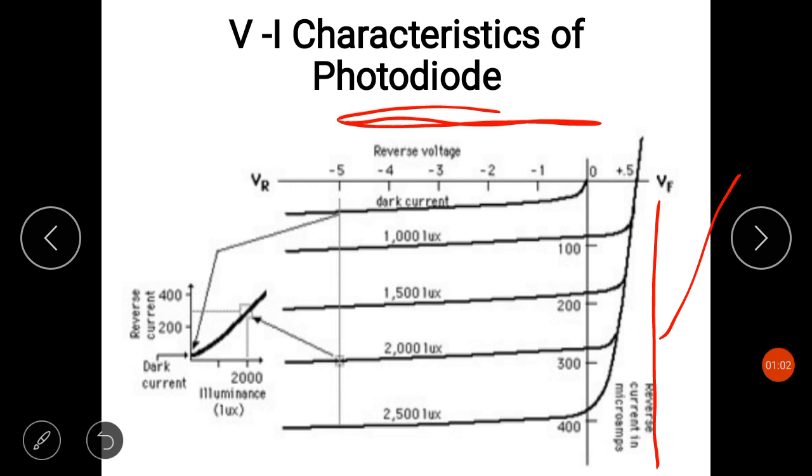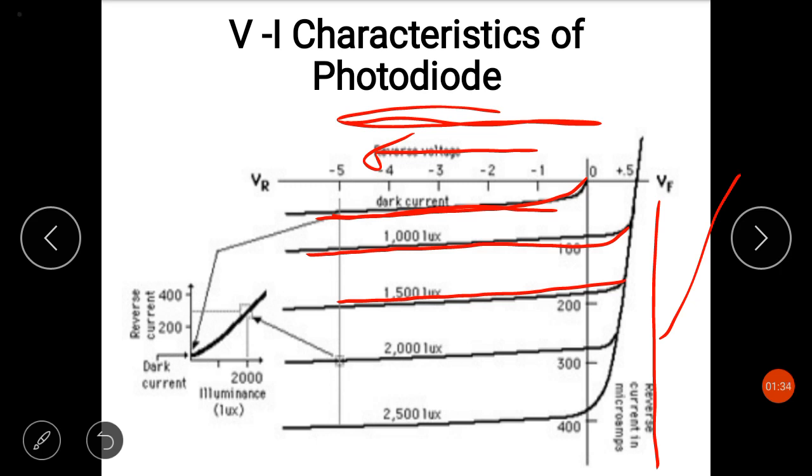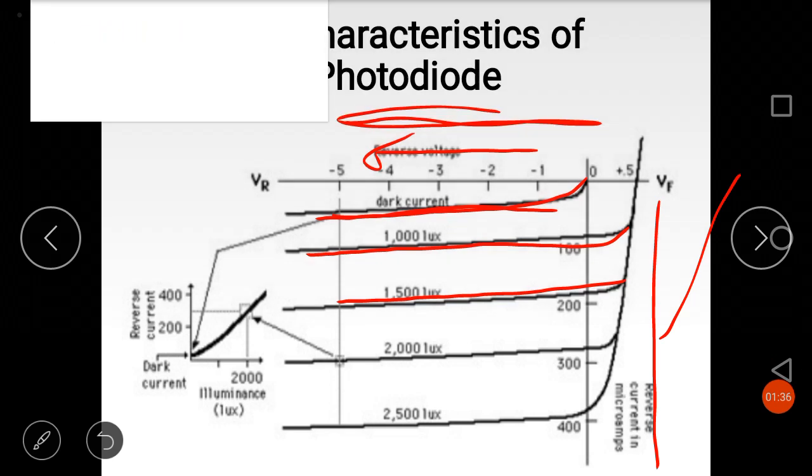Now, as can be seen from the figure, the reverse current is almost independent of the reverse voltage. Consider this graph of reverse current versus voltage. Even if we keep on increasing the voltage, there is very little or negligible change in the current. Similarly, for the other graphs also, if we keep on increasing the voltage, there is negligible change in the current. So we can say that the reverse current is almost independent of the reverse voltage.